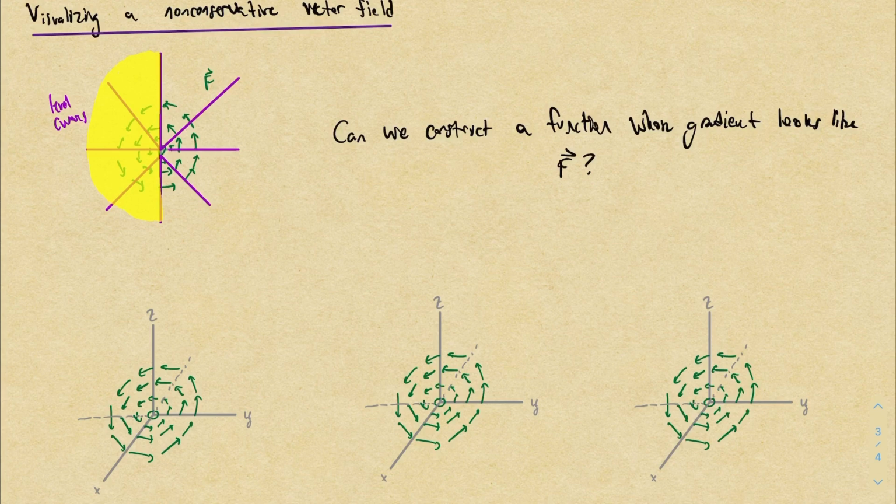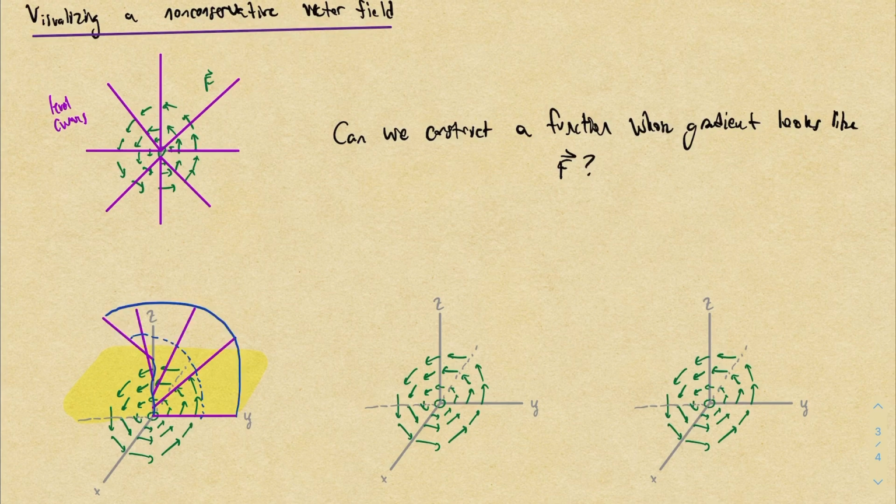The vector field is living in the xy plane, and the domain that I just described would look something like this. Now, if this vector field is the gradient of something, we would need to find a function which is increasing along the green vectors. Again, I'm no artist, but you would get some kind of spiral staircase shape like this.